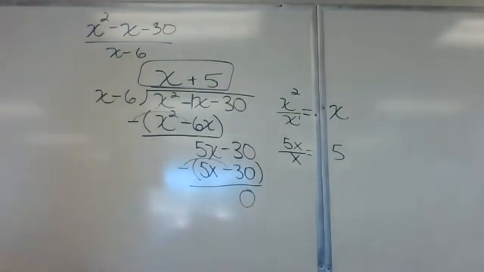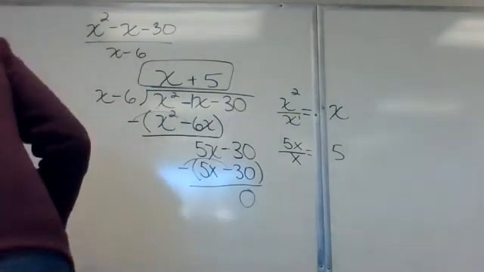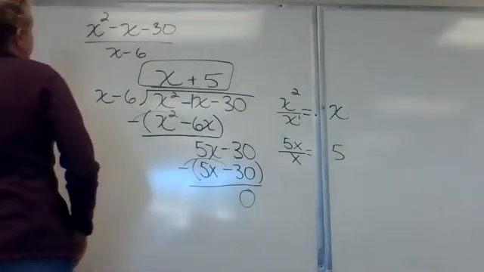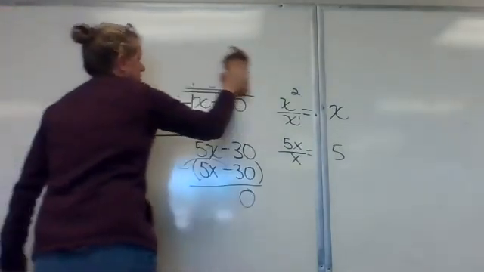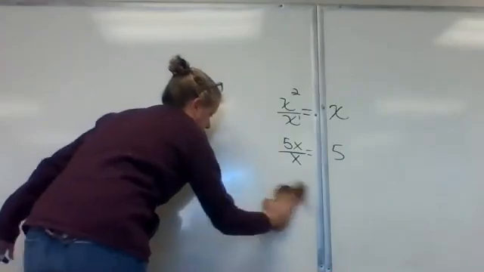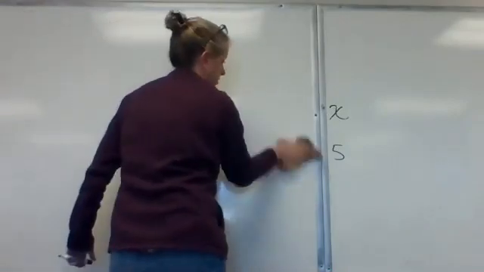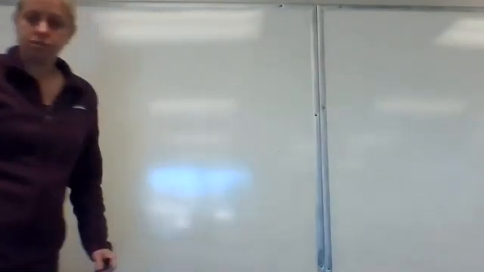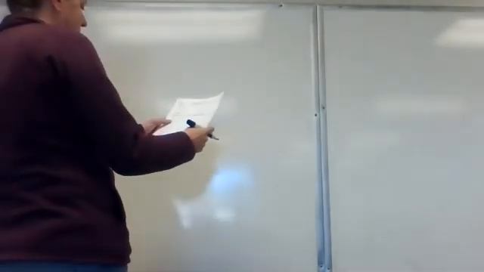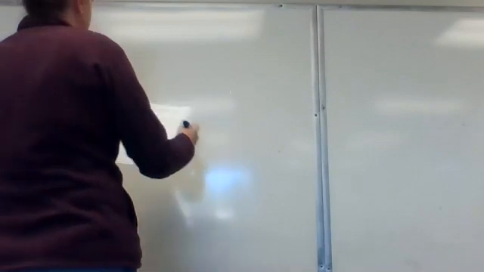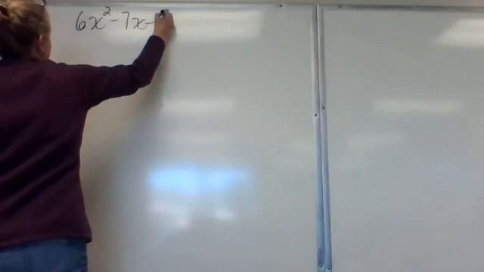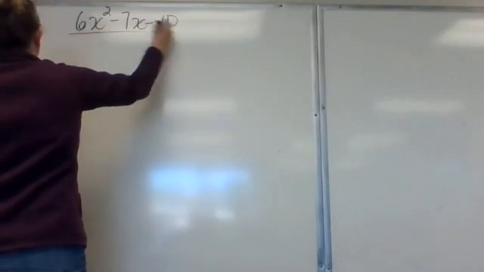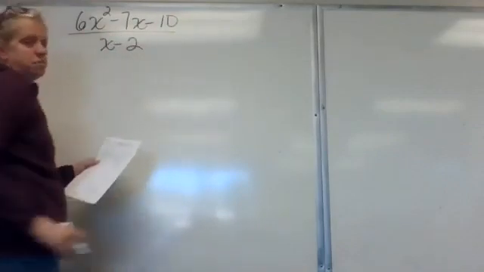Okay, let's do another one. Number 2, we have 6x squared minus 7x minus 10 over x minus 2.